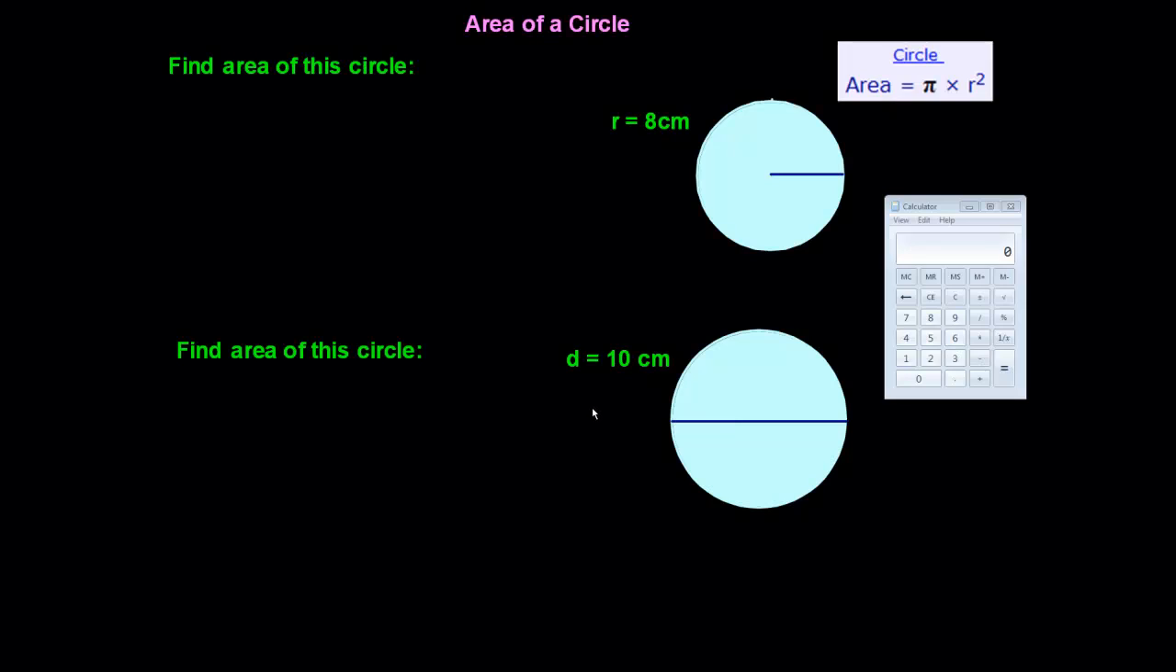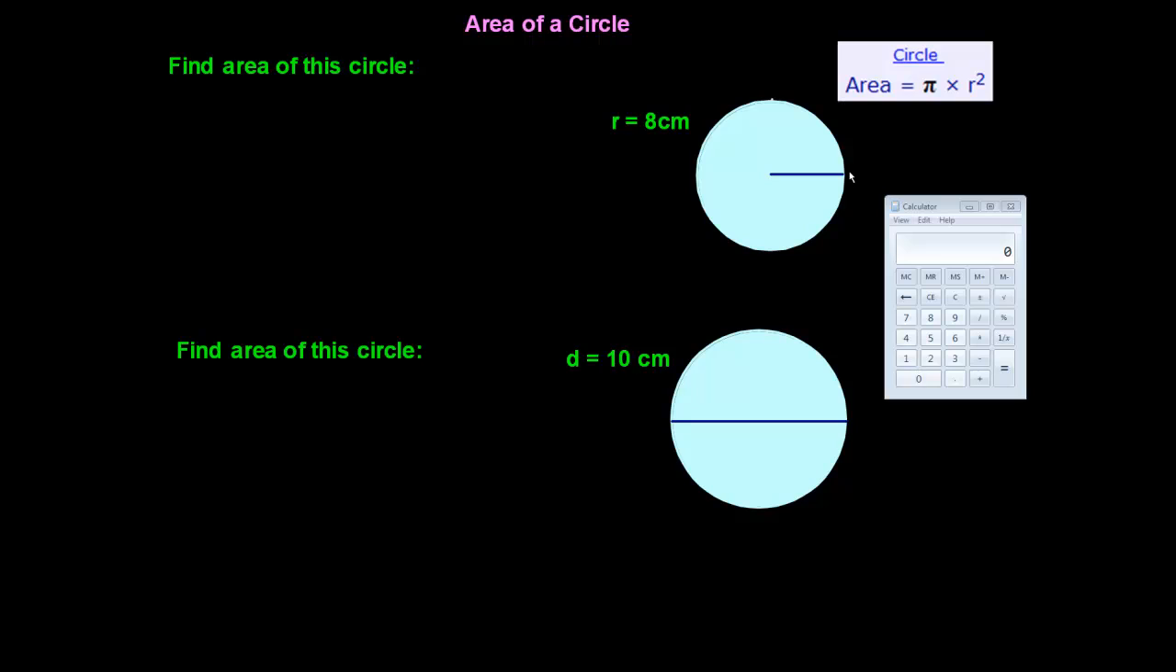Hi, in this video you're going to learn how to find the area of a circle. Now, area of a circle is the space occupied by a circle. Area of a circle is worked out using a formula, and I've written that formula down for you. So the area of a circle is pi times radius squared, right? Pi times radius squared.